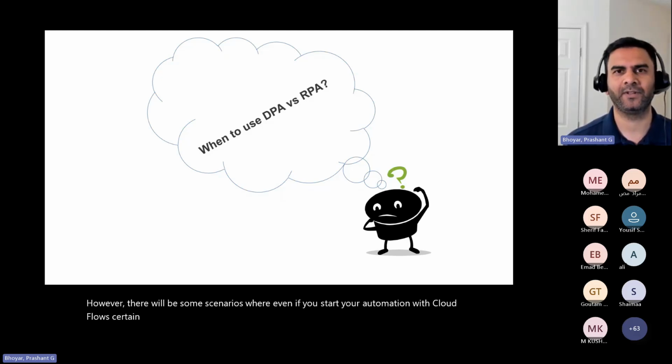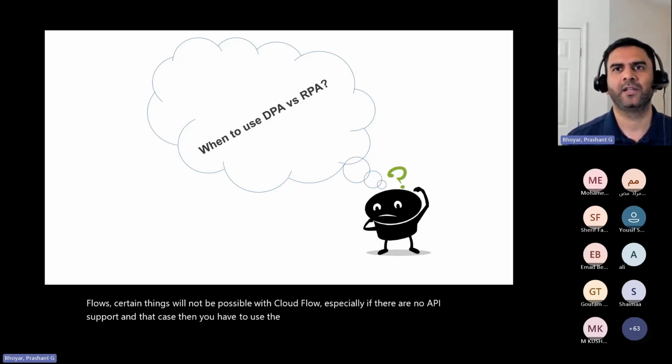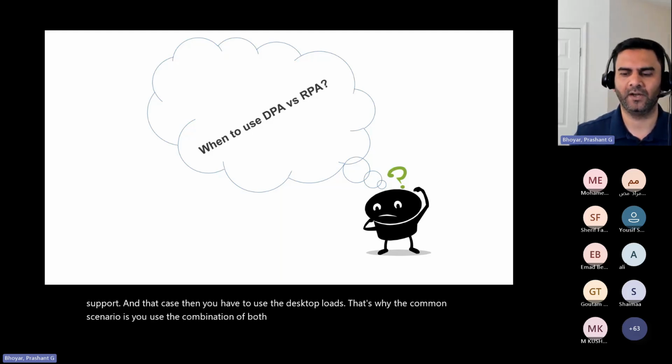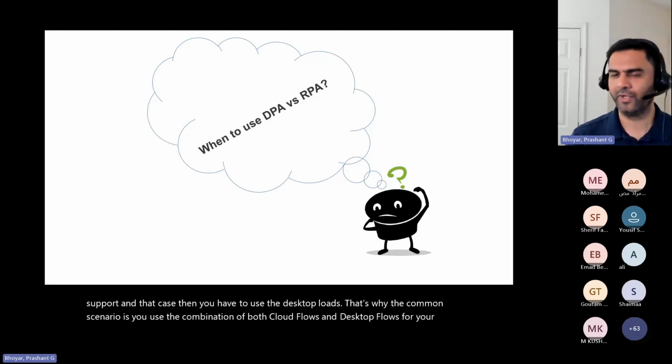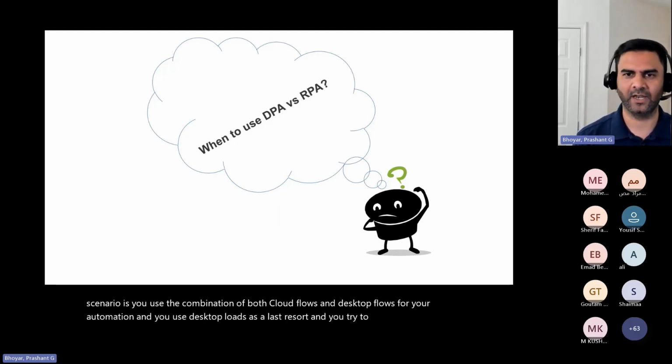However, there will be some scenarios where even if you start your automation with cloud flows, certain things will not be possible with cloud flows, especially if there is no API support. In that case, you have to use the desktop flows. That's why the common scenario is you use a combination of both cloud flows and desktop flows for your automation, and you use desktop flows as a last resort, and you try to implement everything using the cloud flows first.